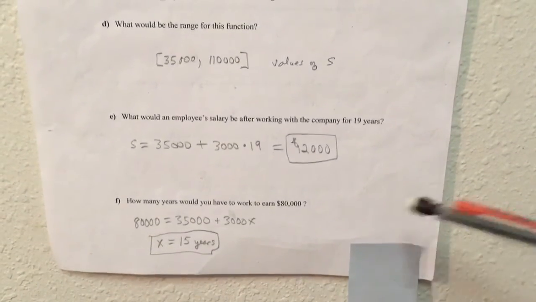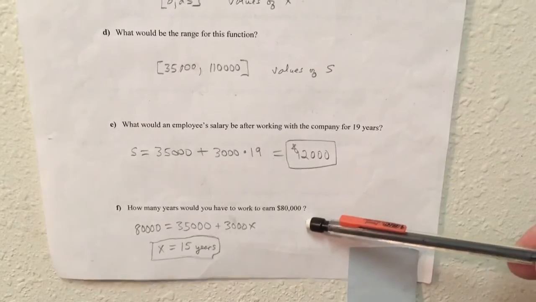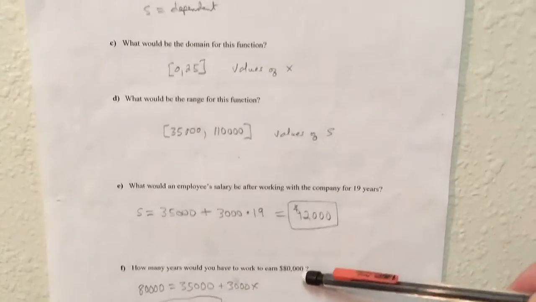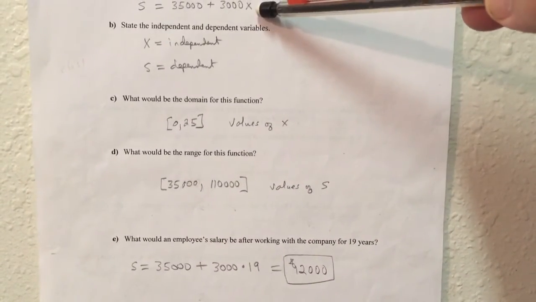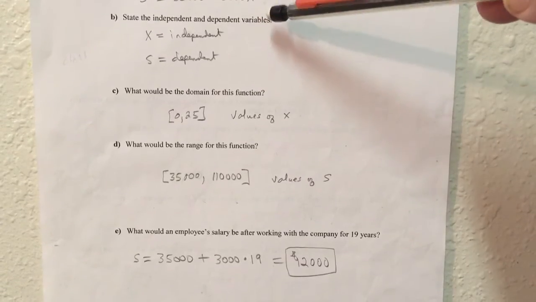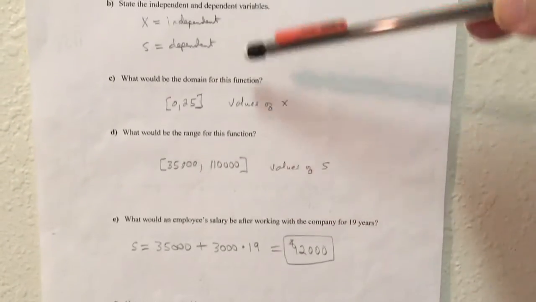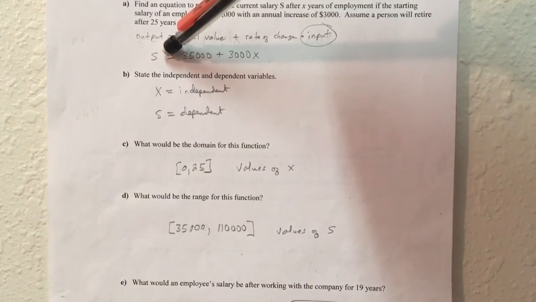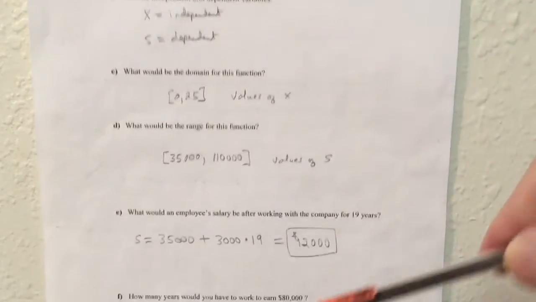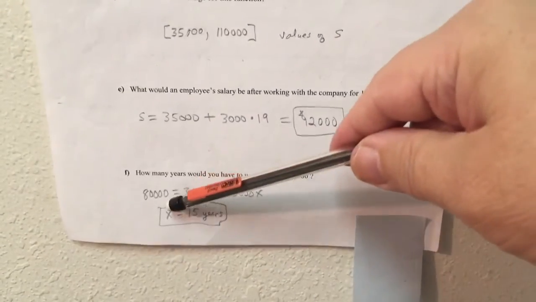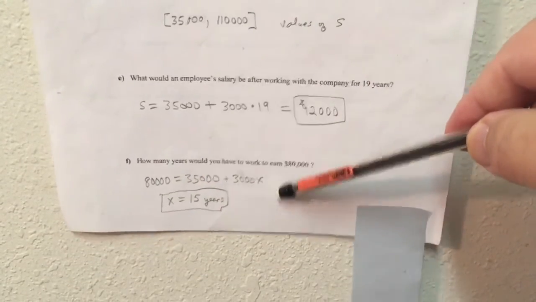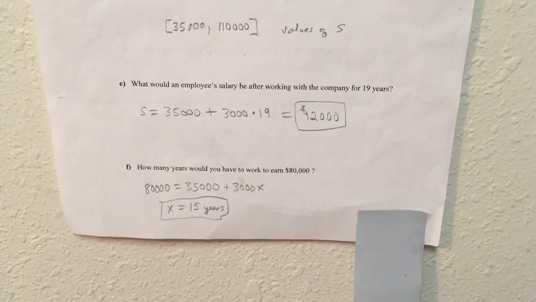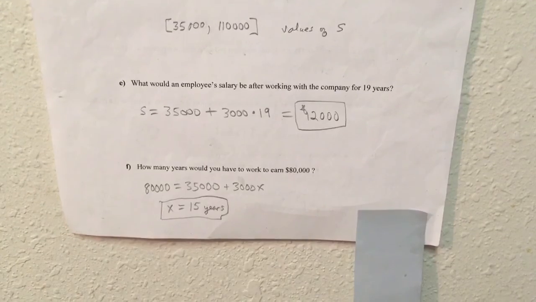In F, you're asked how many years would you have to work to earn $80,000, right? That's a salary of $80,000. So we have to determine how many years you have to work, X, in order to earn $80,000. So to do that, we put in 80,000 for S on the left-hand side here, and then we're going to solve for X. So that's what we did down here. I put in 80,000 on the left for S, and now we're going to solve for X. And when we solve for X, we get X is equal to 15 years. After 15 years, the salary is $80,000.